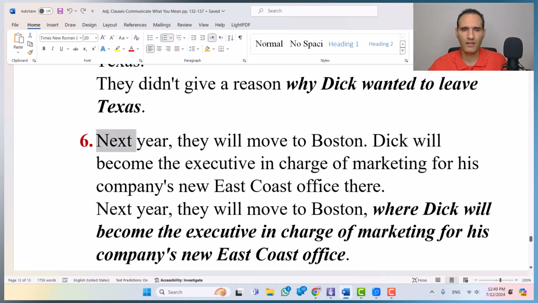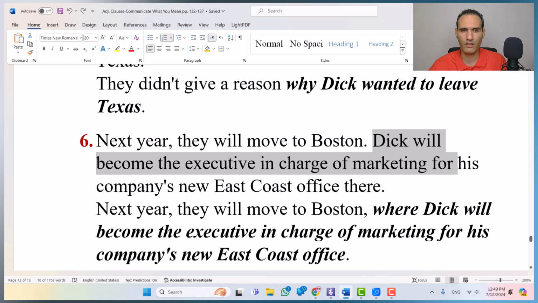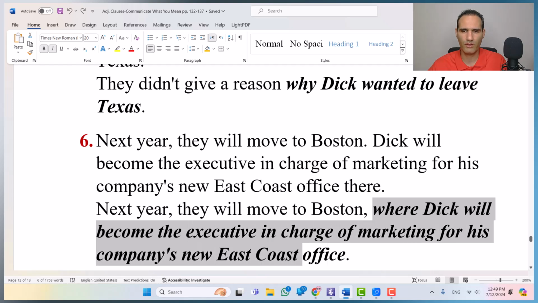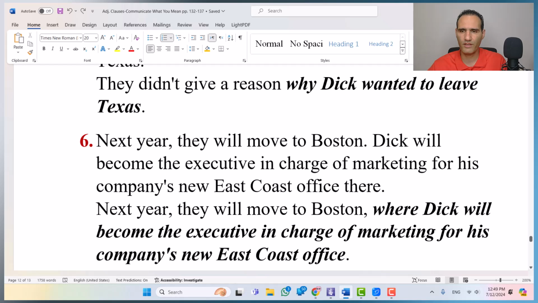Number 6, next year they will move to Boston. Dick will become the executive in charge of marketing for his company's new East Coast office there. Next year they move to Boston, where Dick will become the executive in charge of marketing for his company and whatever. So we don't need this there.